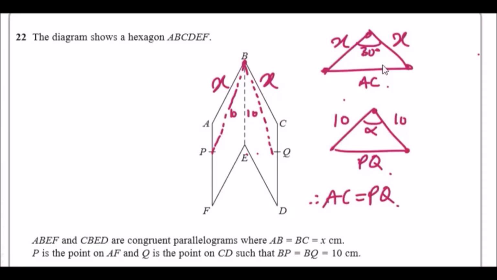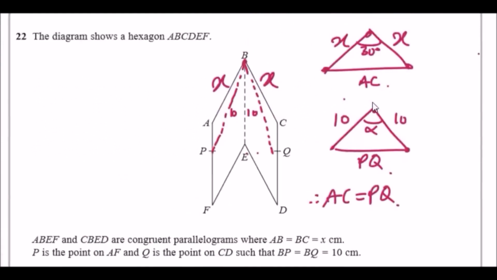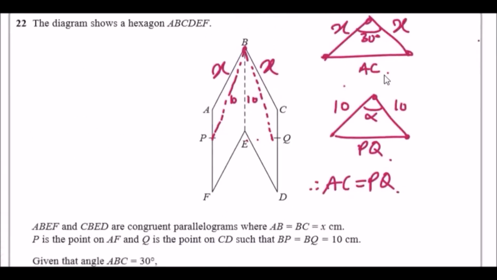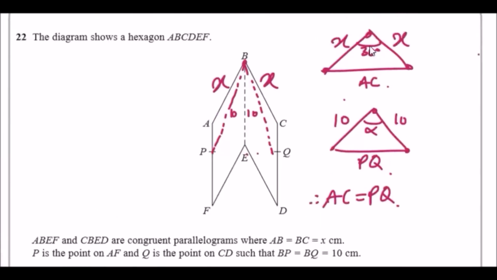Now to resolve this, you've got three lengths and an angle. The only suitable formula from the top of my head is the cosine rule. So let's go ahead and use the cosine rule for the very first triangle. You could let AC be your little a and the angle be the capital A. Using the general formula, a squared equals b squared plus c squared minus 2bc cos A, that little a is AC squared. The little b and little c are the x's. So x squared plus x squared minus 2 times x squared, which is 2x squared, cos 30.